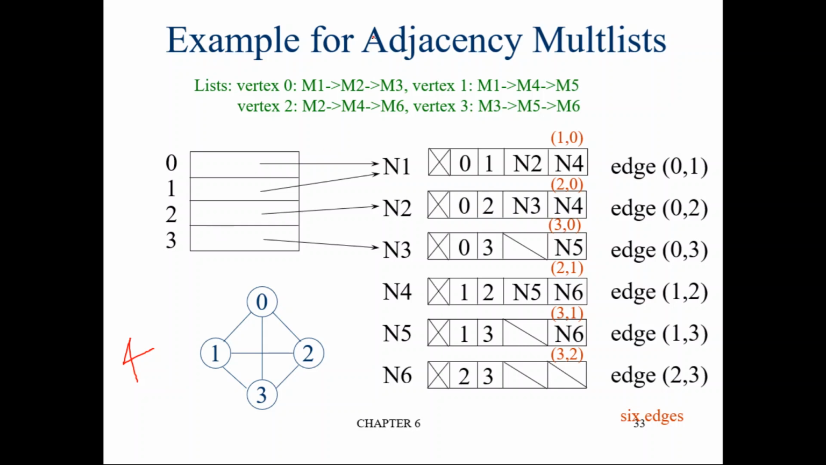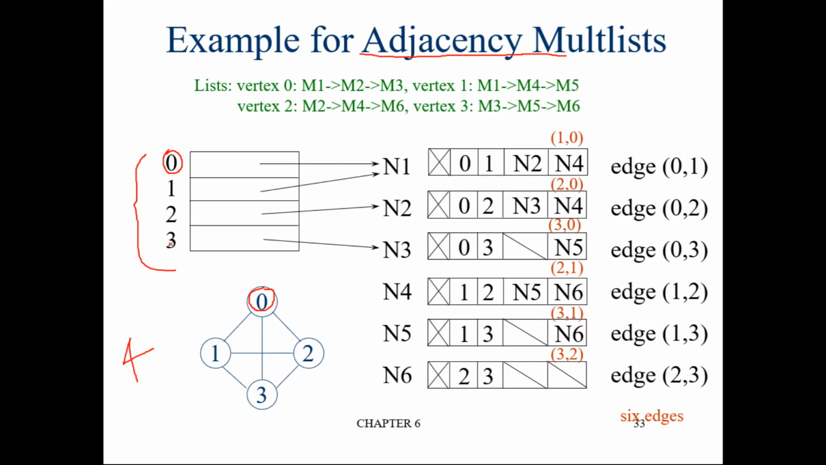Now, in the adjacency multilist, more than one pointer may point to the same list. All these are one list if you see, but more than one pointer can point to the same list. So this pointer corresponds to which vertex? Vertex 0. This pointer corresponds to vertex 1. This pointer corresponds to vertex 2. This pointer corresponds to vertex 3.